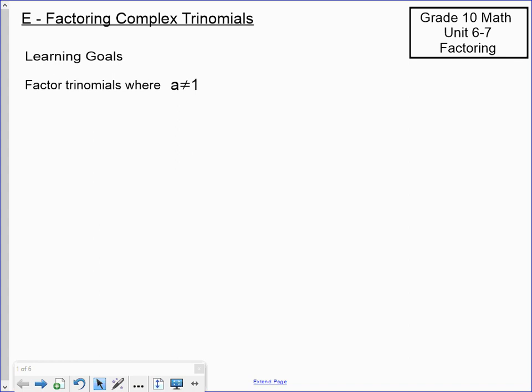So in an earlier lesson, we looked at factoring simple trinomials. Today we're going to look at factoring complex trinomials. So what's the difference between a simple and a complex trinomial? Basically, where the coefficient on that leading term, that a value, does not equal 1.